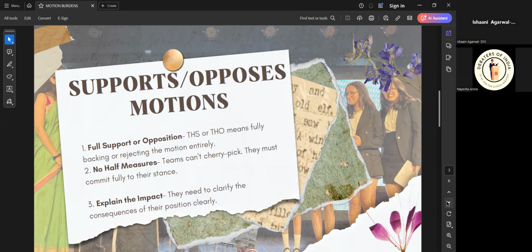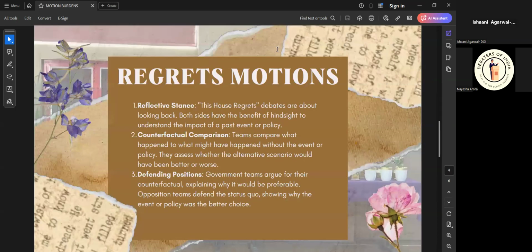So, now moving on to the next kind of motion, Naisha will be explaining the regret motions. Okay, so coming on towards the regrets motions, also known as the THR motion, standing for This House Regrets. So these debates are mostly about the past, where you're regretting something which has happened, or you understand the benefit of whatever particular event which has happened in the past.